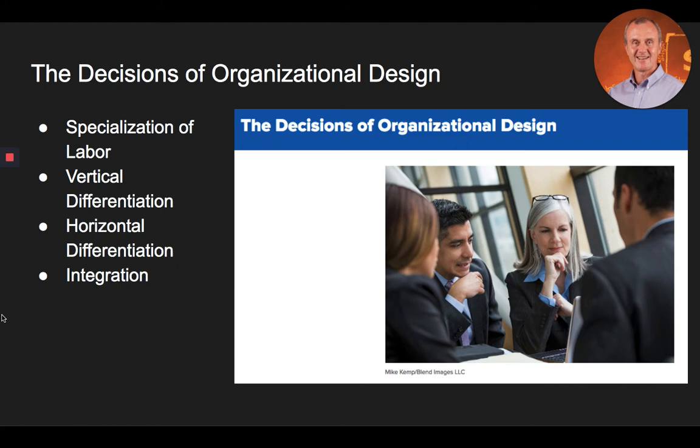Now, let's talk about differentiation. Managers who develop an organization structure must also make decisions regarding the levels of vertical differentiation. In other words, they must create a hierarchy by classifying employees and positions according to rank and authority. A vertically differentiated organization structure creates control and efficiency across the organization.